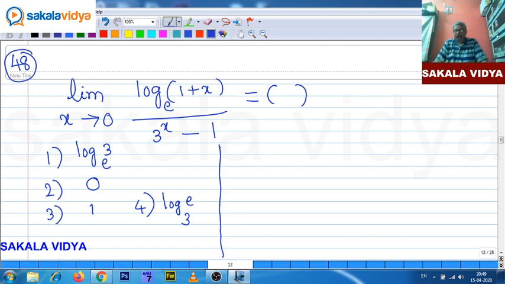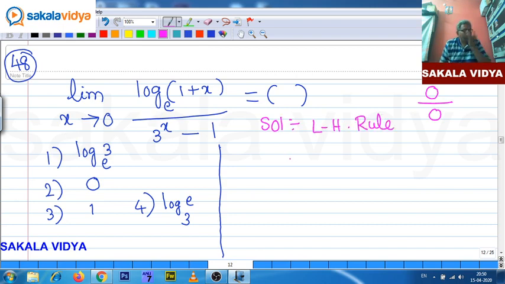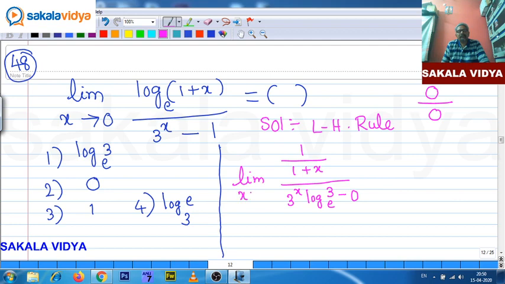Okay. So limit x tends to 0, log of (1 plus x) to the base e by (3 power x minus 1). If you substitute the limit x as 0, log 1 is 0, and 3 power 0 is 1, 1 minus 1 is 0, so it is 0 by 0 form. So you can apply the L'Hospital rule. Derivative of log of (1 plus x) is 1 by (1 plus x), upon derivative of 3 power x, which is 3 power x log 3 to the base e, minus 0. Limit x approaches 0. Substitute the limit: 1 by (1 plus 0), here 3 power 0 log 3 to the base e. 3 power 0 is 1 and 1 by 1 is 1. So we have 1 by log 3 to the base e.